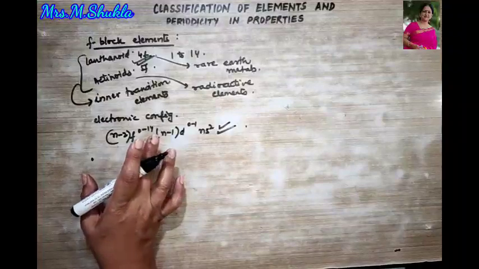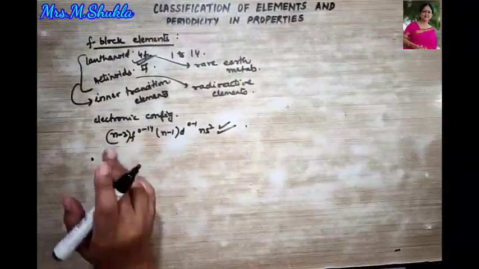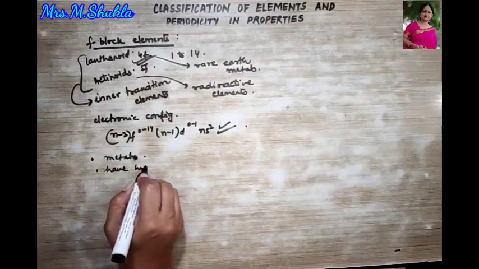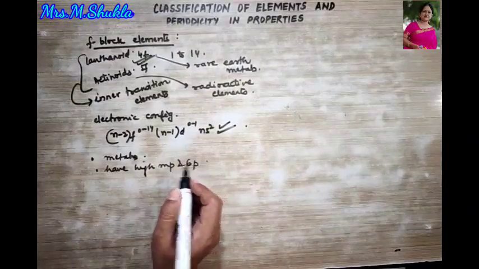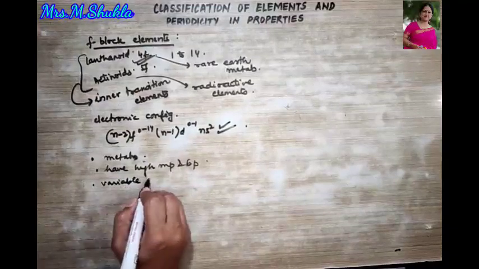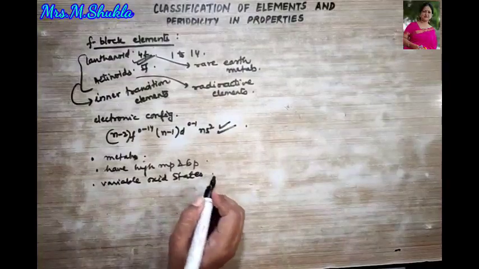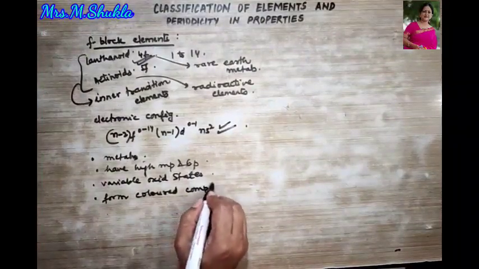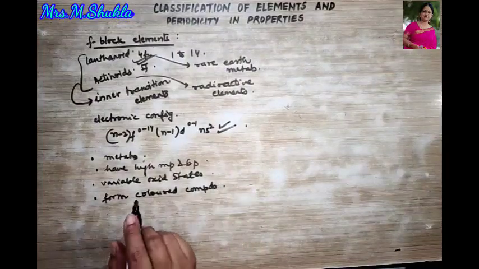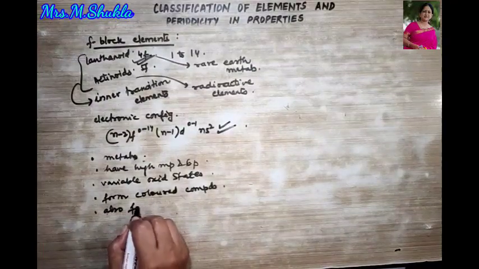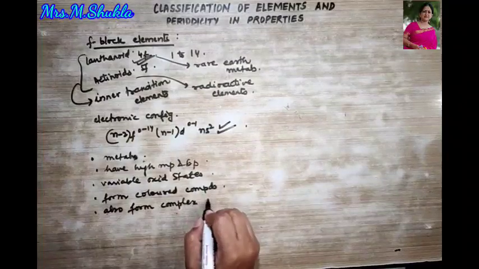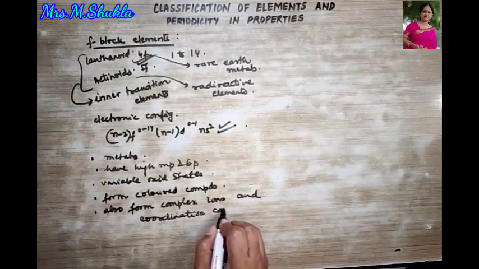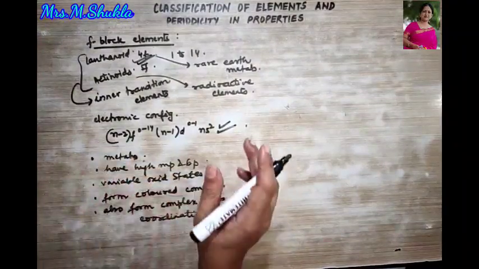Firstly, let us understand the characteristics of these F block elements. These are all mostly metals. They have a high melting point and boiling point. They show variable oxidation states. They usually form colored compounds, and also form complex ions and coordination compounds. Clear? So these were some of the properties of F block elements.